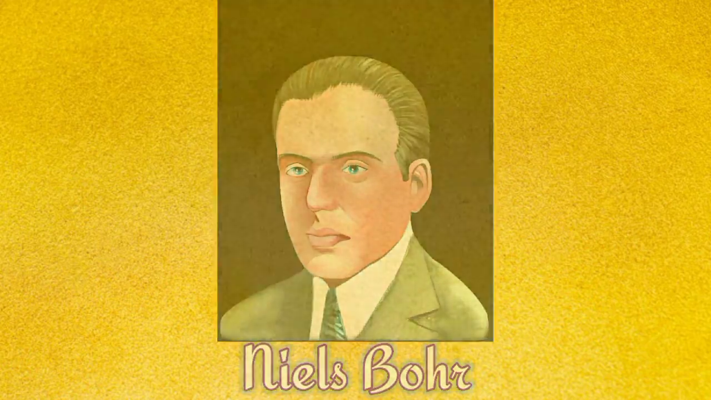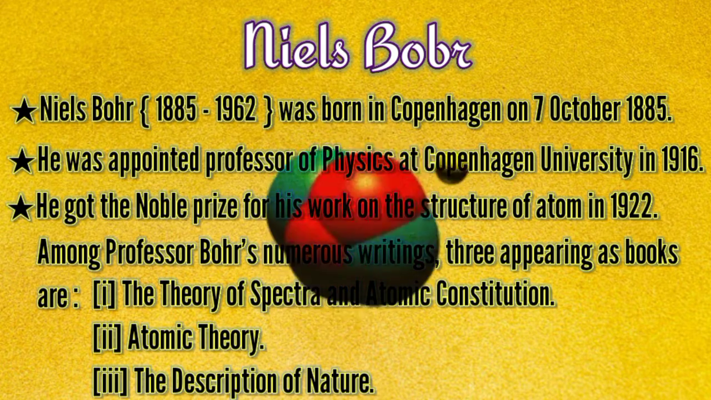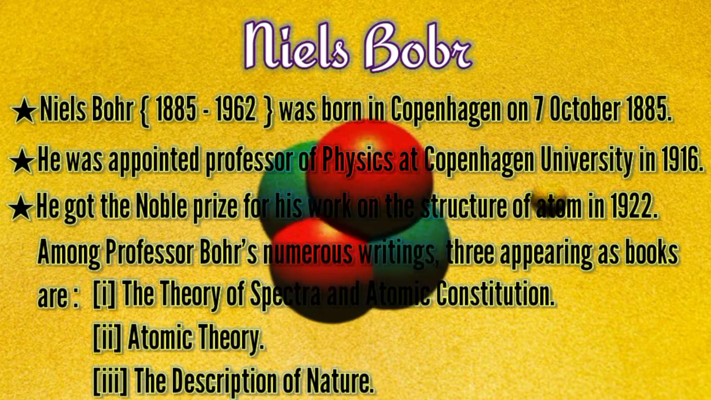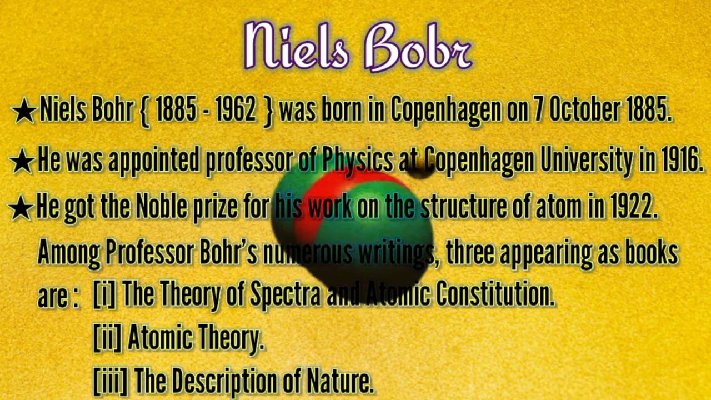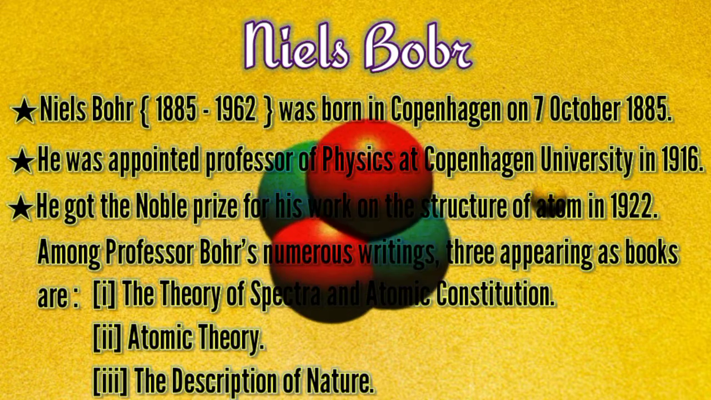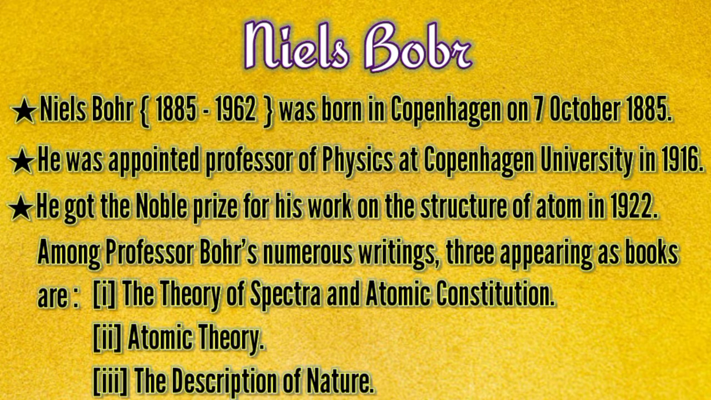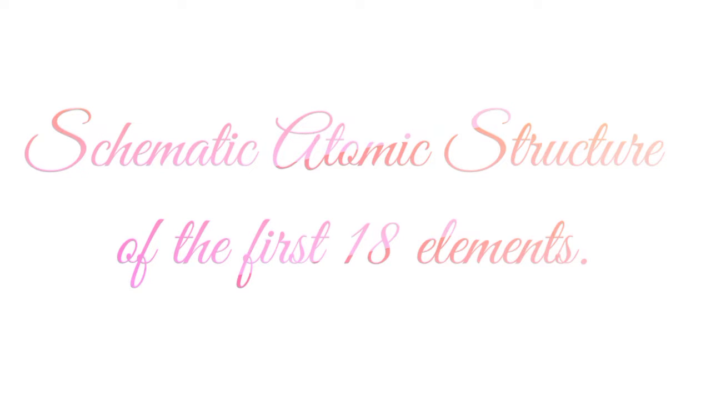1908. Niels Bohr. Niels Bohr was born in Copenhagen on 7th October 1885. He was appointed as the professor of physics at Copenhagen University in 1916. He got the Nobel Prize for his work on the structure of the atom in 1922. Among Professor Bohr's numerous writings, 3 appearing as books are The Theory of Spectra and Atomic Constitution, Atomic Theory and The Description of Nature.